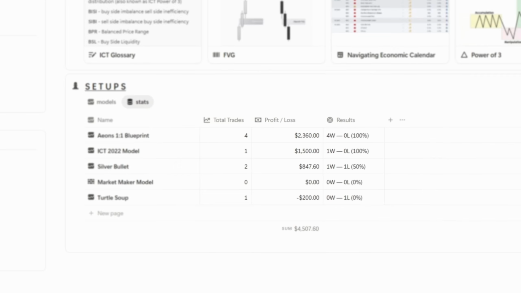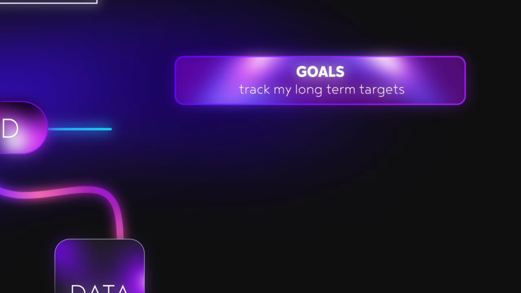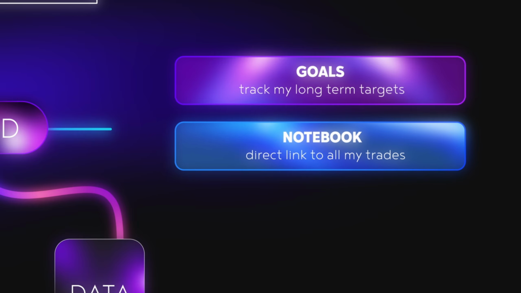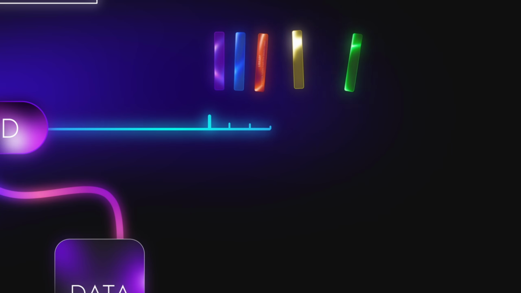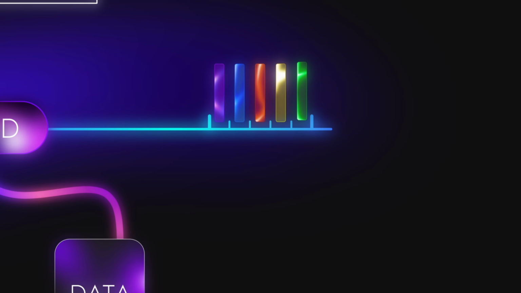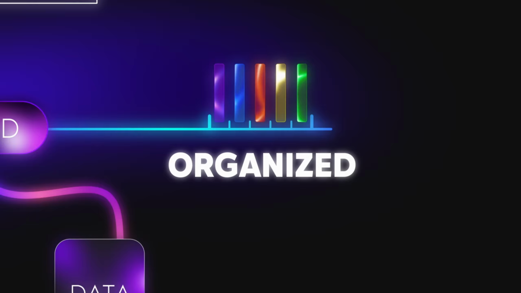But trading isn't just about charts, it's about life execution. I realized I didn't want a separate app for my goals and habits, so I built your life operating system into the background of this dashboard. I have a goals section to track my long-term targets, like passing a funded challenge or refining a strategy. I have a notebook that links directly to my trades, so if I learn something new in a mentorship video, I can tag it to a specific setup. And I even have a library to track the trading books I'm reading, complete with notes and progress bars. It keeps my entire trading career, execution and education in one organised ecosystem.